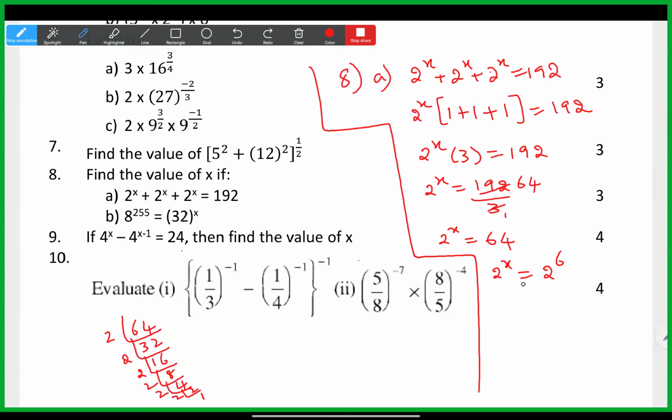Now we can see in the equation both the bases are the same. Equate the terms. So x is how much now? Sir, 6.